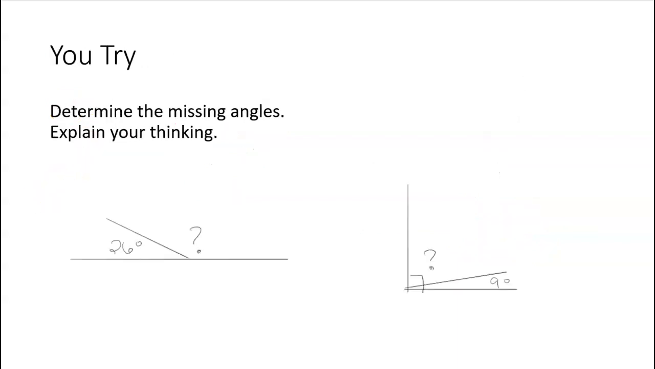All right, go ahead and give these a try. This is a little bit different. Determine the missing angles and then explain your thinking. Press play when you're ready to see the solution. Because that line is supplementary, they add up to 180, and the right angle is going to add up to 90.